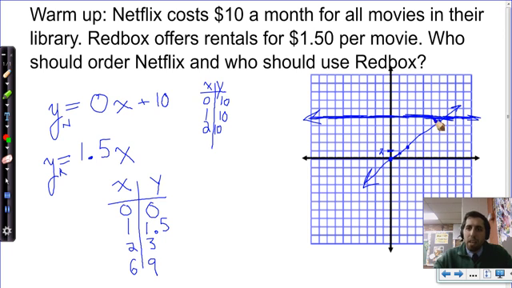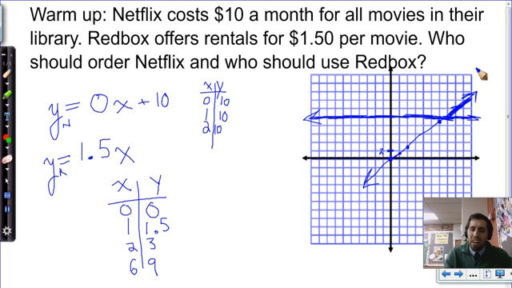So in which case does it make sense for us to be Netflix? In which case does it make sense for us to be Redbox? It's really a question of when the Redbox line is lower and when the Netflix line is lower. And if you're watching fewer movies, just between 0 and 6, you're probably going to want to use Redbox because you're paying less. But as soon as you start watching 7, 8, 9, 10 or more movies a month, you're going to want to order Netflix because that's when the Redbox price soars above, and we want to keep that low, consistent $10 Netflix price. So this is the whole idea.